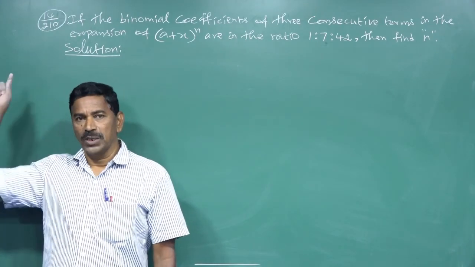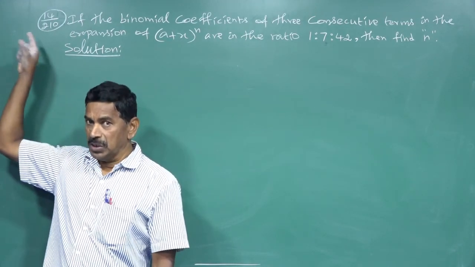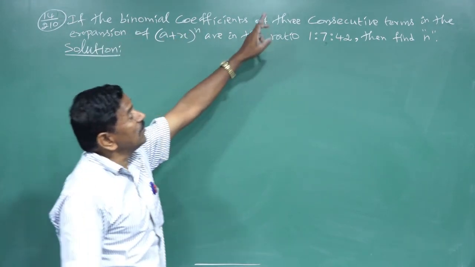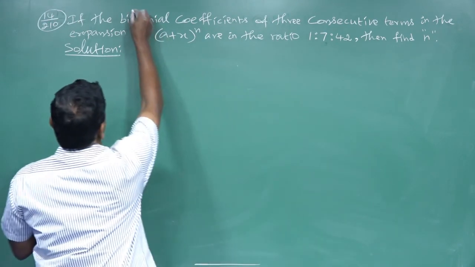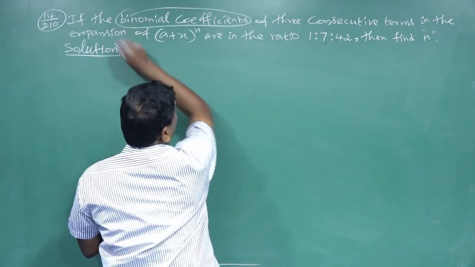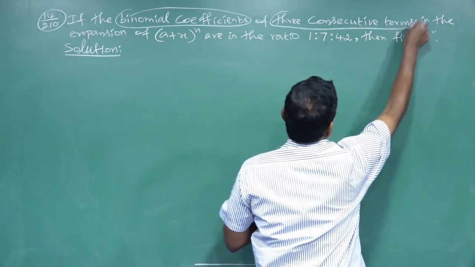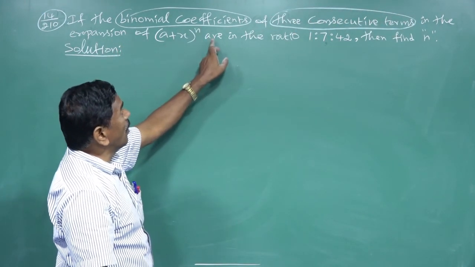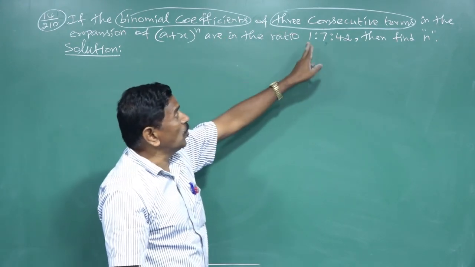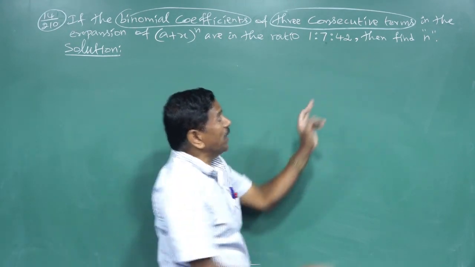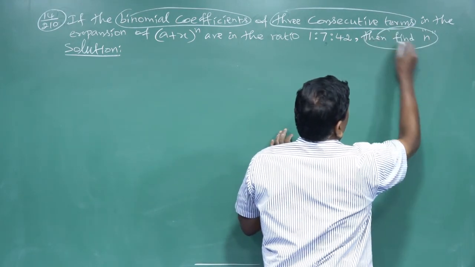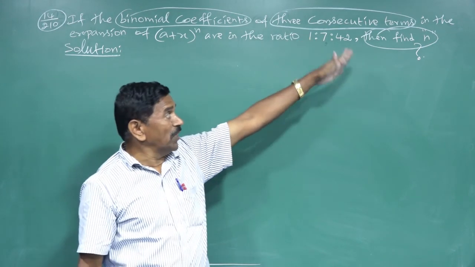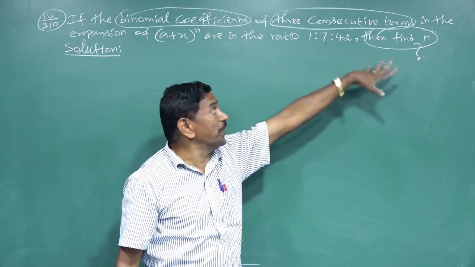Children listen, now the 14th question from exercise 5.1, page number 210. The question is, if the binomial coefficients of three consecutive terms in the expansion of (a plus x) the whole power n are in the ratio 1:7:42, then find the value of n. So n is question mark. Again, as in the previous question, here also we want to find the value of n.